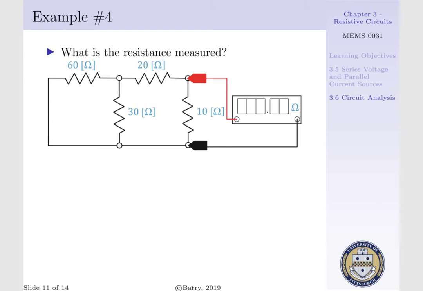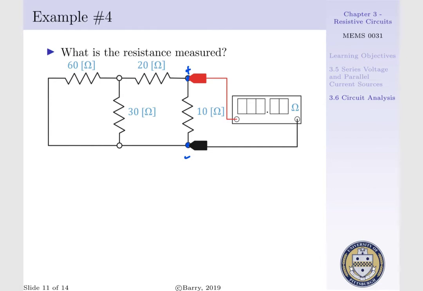Now let us look at example 4, where we want to determine the resistance measured by our ohm meter. We have our positive terminal connected to the top of our 10 ohm resistor and our negative terminal connected to the bottom of our 10 ohm resistor. We have to recognize that our ohm meter is measuring the equivalent resistance of our circuit network.